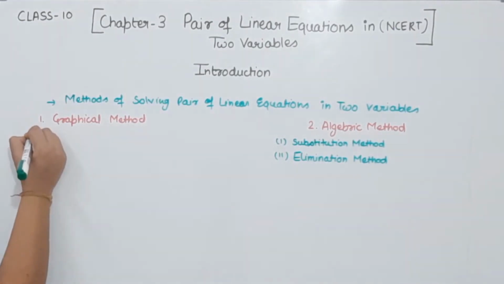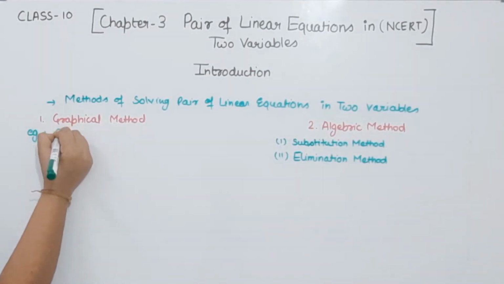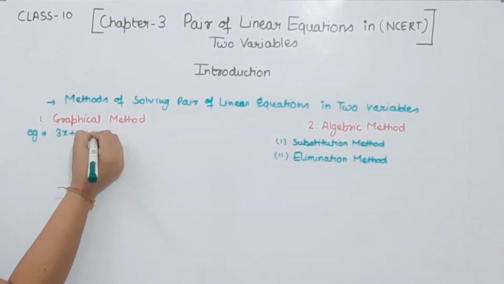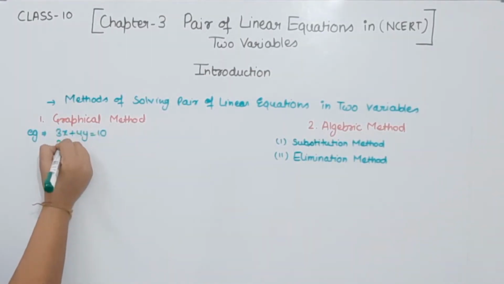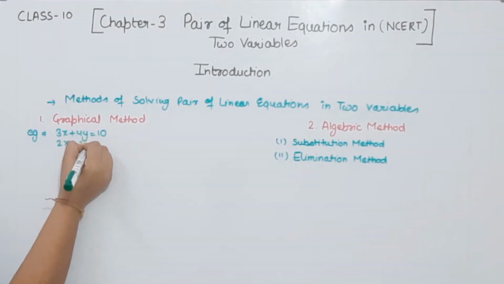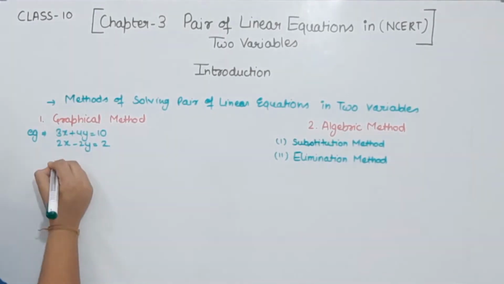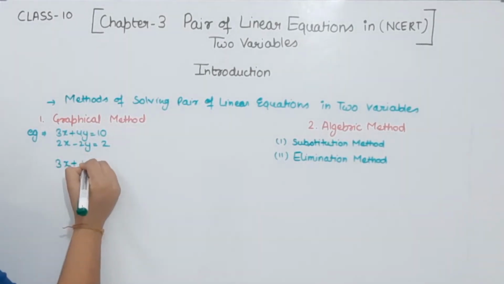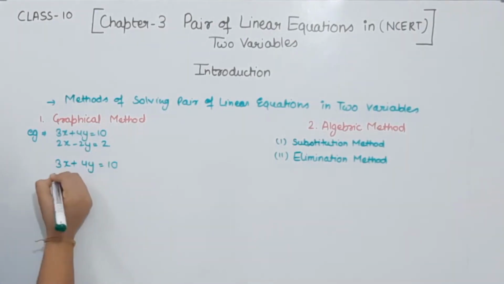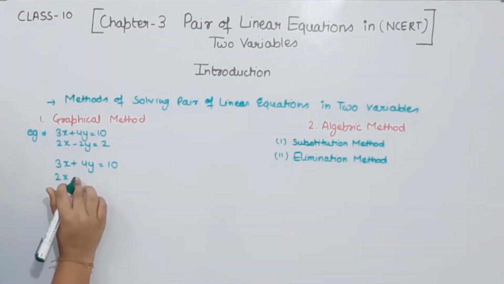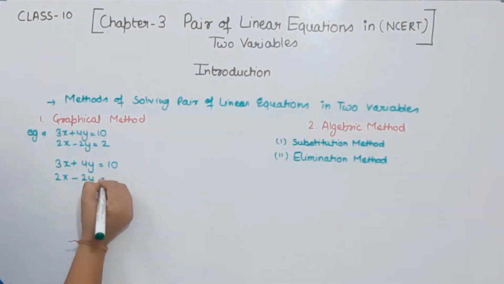Now I want to understand this one with an example. So we are having two equations: 3x plus 4y is equal to 10. And the second one we are having 2x minus 2y is equal to 2. In this one we have to eliminate. So for that we have to make the coefficient of x equal to each other. The first one is 3x plus 4y is equal to 10, and the second equation is 2x minus 2y is equal to 2.